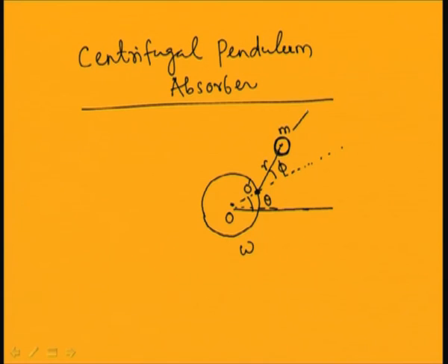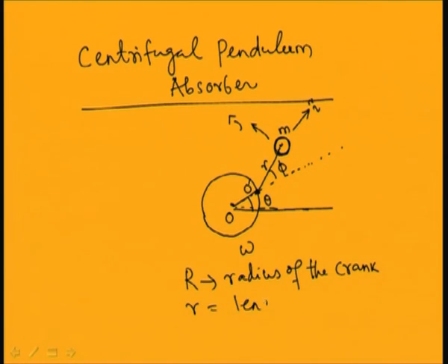This acceleration can be divided into two parts. Let me put a coordinate system: i along this direction and j perpendicular to this. Let capital R be the radius of the crank and small r the length of the pendulum. Point O dash will have an acceleration. First the velocity: the angular velocity of this point is theta dot, and the angular velocity of this pendulum becomes theta dot plus phi dot.